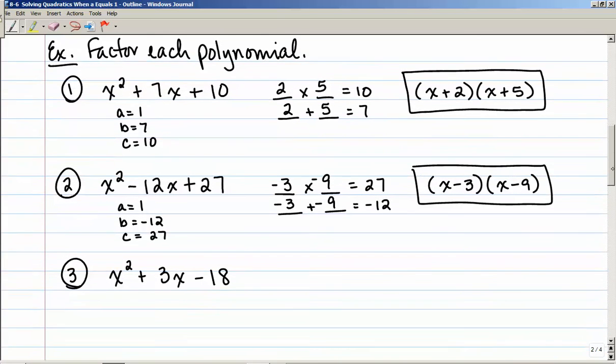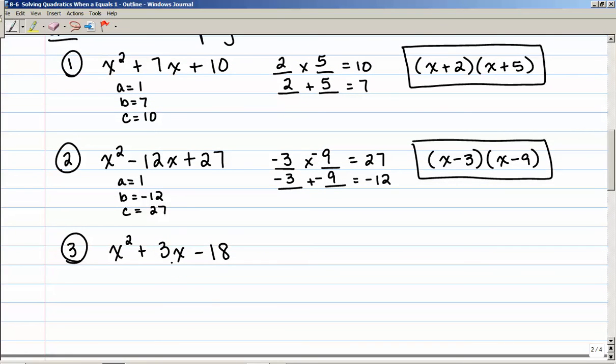And let's take a look at another example here. I have x squared plus 3x minus 18. My a is 1. My b is a positive 3. And my c is a negative 18. So I'm going to be looking for two numbers that multiply to negative 18. And then the same two numbers have to add up to a positive 3. So thinking of the factor pairs of 18, I have 1 and 18.